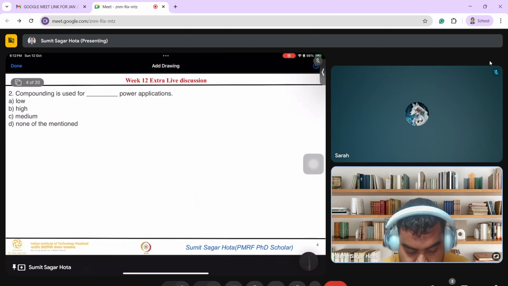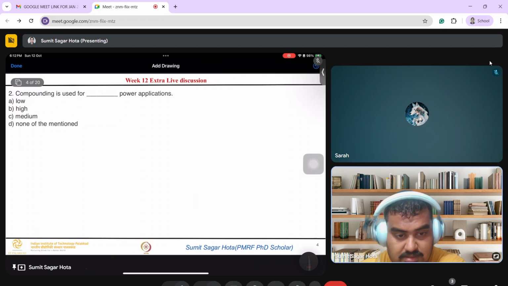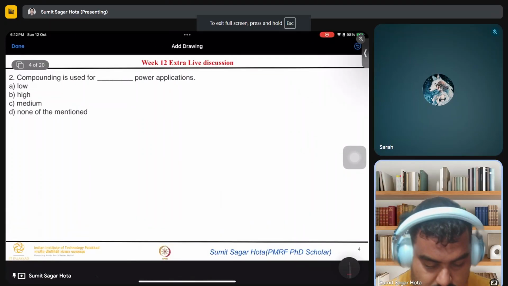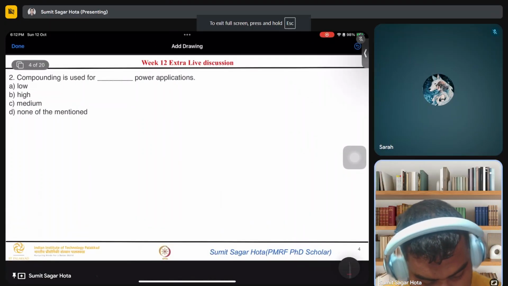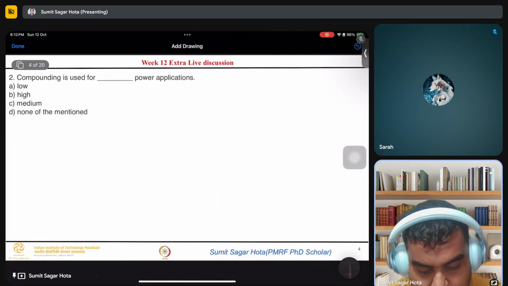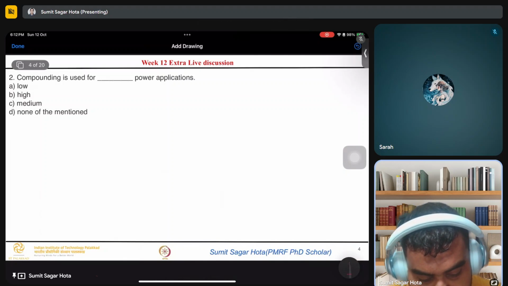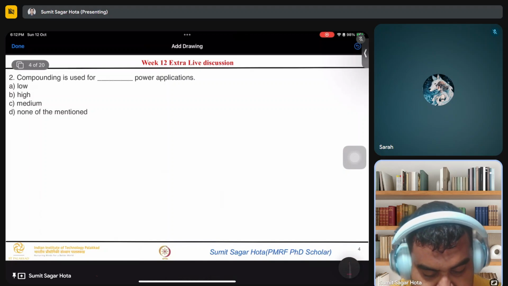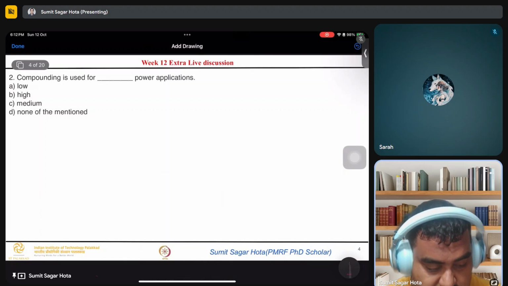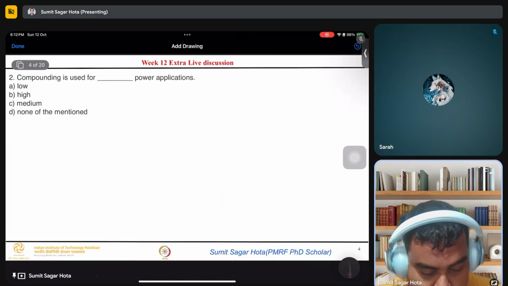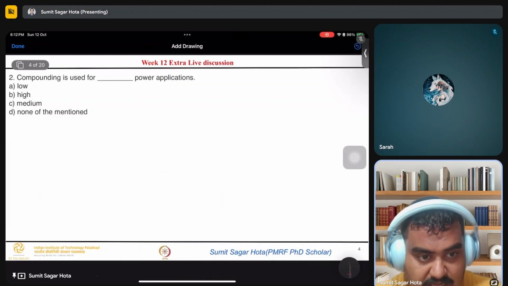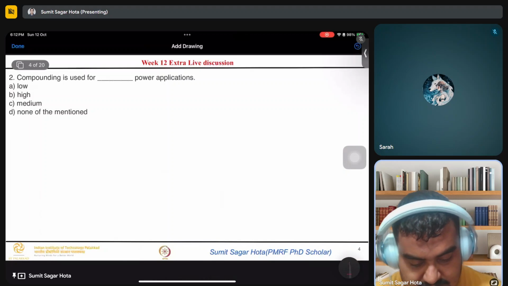The compounding is used for dash power applications. Compounding is always done for high power applications, because in a single stage it is not possible to generate that much power required for a compressor. So staging and compounding are required in a gas turbine engine.